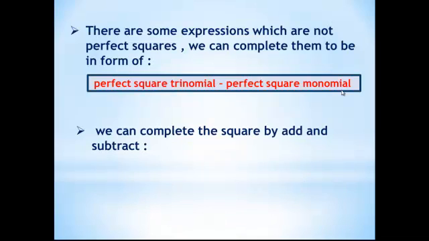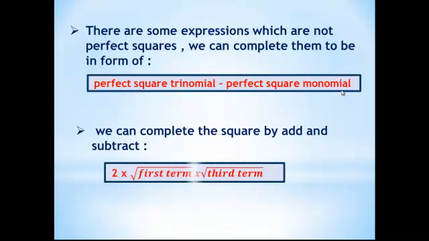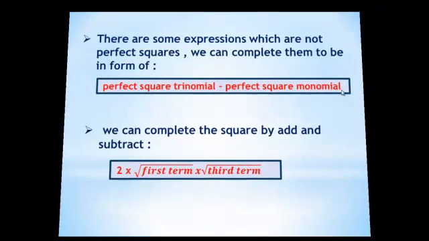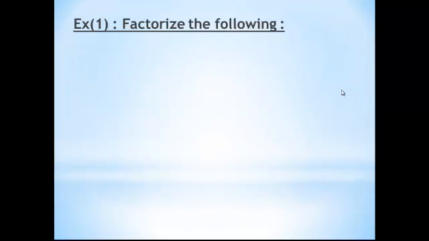To complete the square, you have to add and subtract the middle term, which equals 2 by root first by root the third. To understand that, let's take the first example. Example 1, factorize y power 4 plus 4.